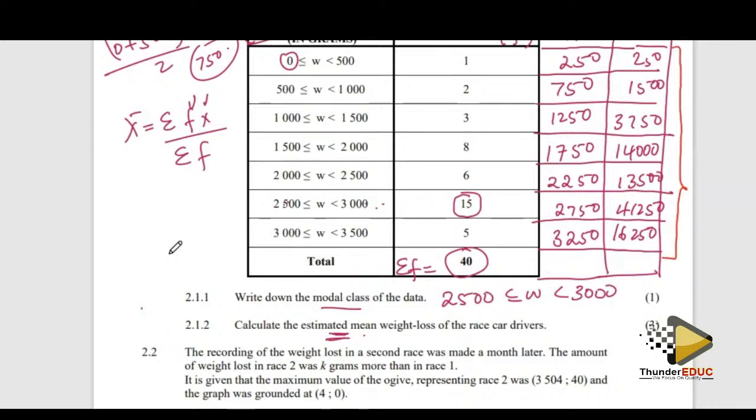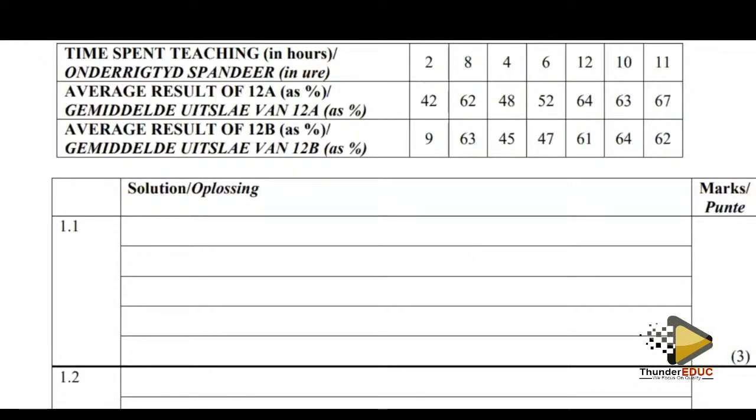Okay, so let me do that. I have 3750 plus 14,500 plus 41250 plus 16250. So my total here is 90500.